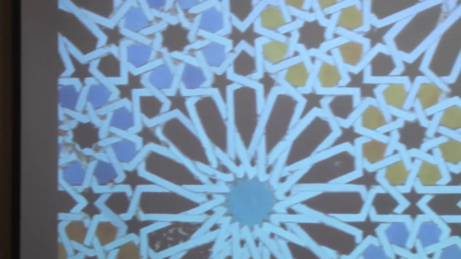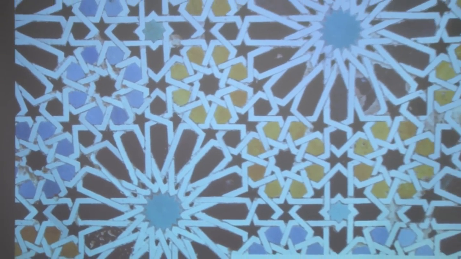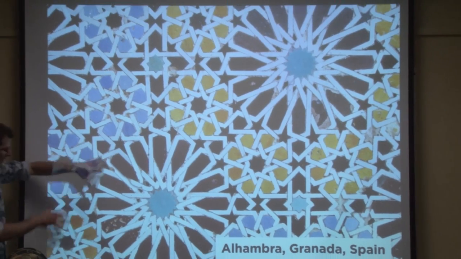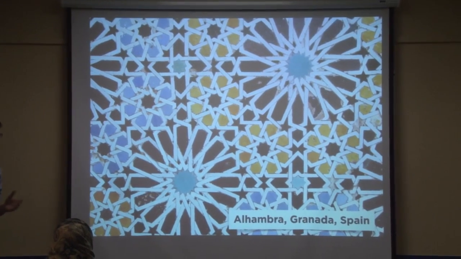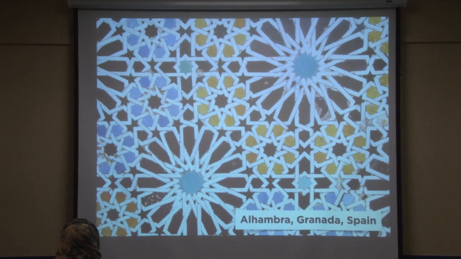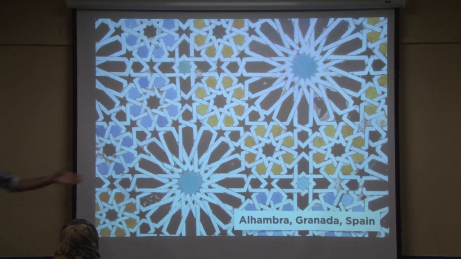There's lots of really wonderful, easily accessible examples I can point to. This is a very famous tiling from the Alhambra in Spain. It's actually made out of small baked tiles, even these little bent sticks. It's an incredible achievement. And this is an abstract geometric design that you would find in the Alhambra.